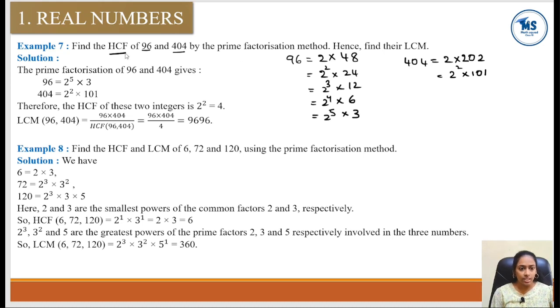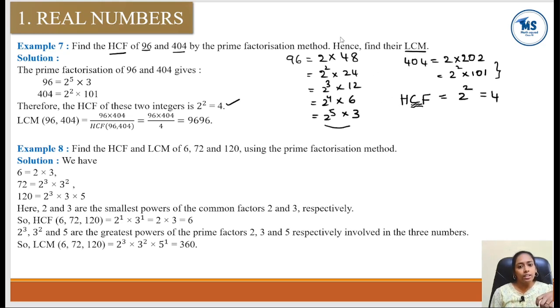What do we need to find first? HCF, highest common factor. So the name itself says common. We need to consider only common factors. What are the common factors here and here? 2, of course. And we need to consider the least power of the common factor. Here you have 2 power 5, but here you have 2 square. So the least power would be 2 square. 3 you have only here, and 101 you have only here. So HCF would be 4 only. Okay, HCF is 4. And next we need to find the LCM, using this HCF.